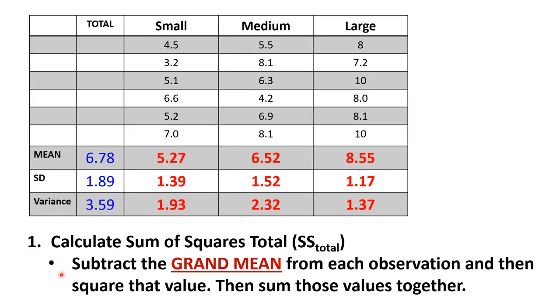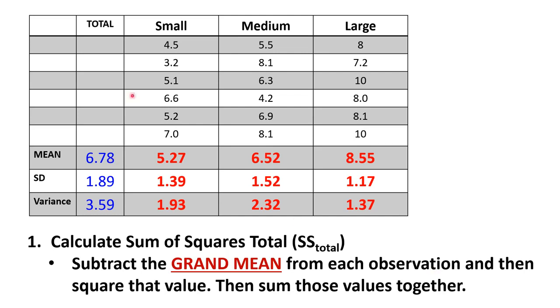Now what we do is calculate the sum of squares total, SST, right? And this is basically the total amount of variation in the data. We subtract the grand mean, so in this case 6.78, from each observation and then square it and then sum those together.